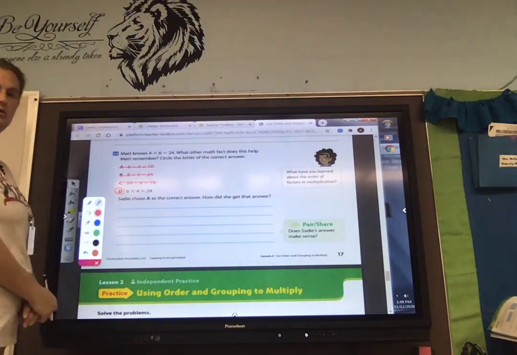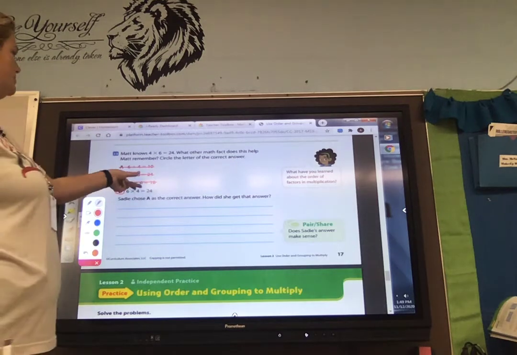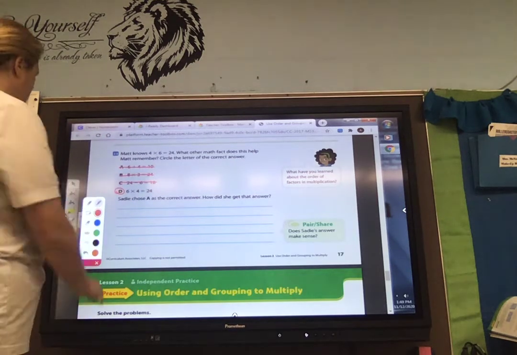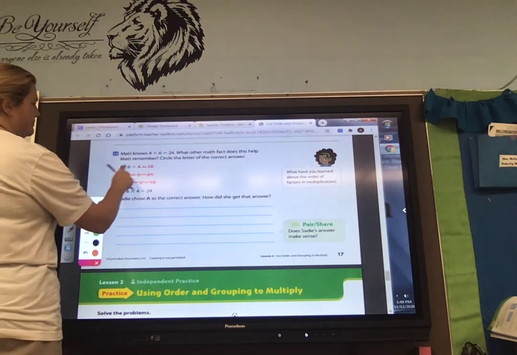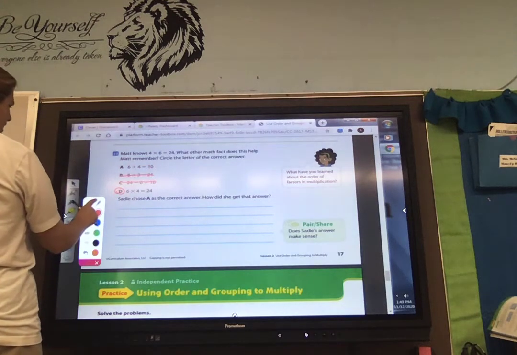This is the commutative property. All we did was switch the order. Sadie picked A. Let's erase and look back at A. She thought A.